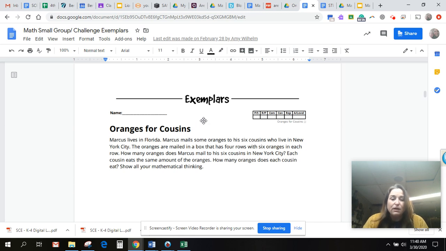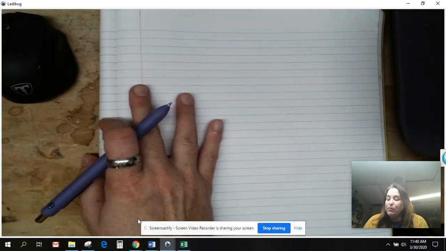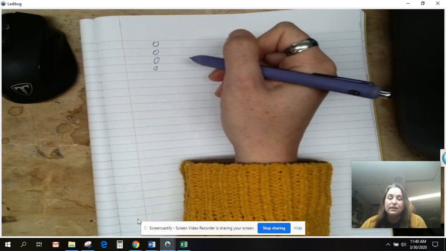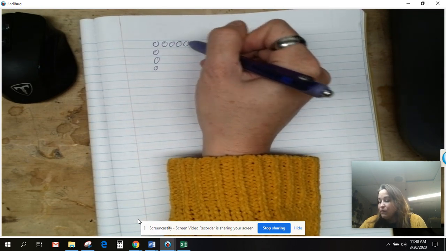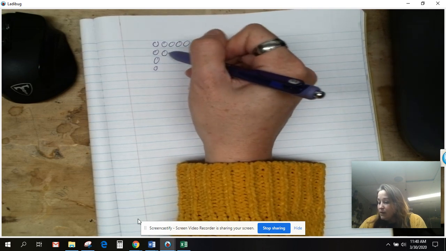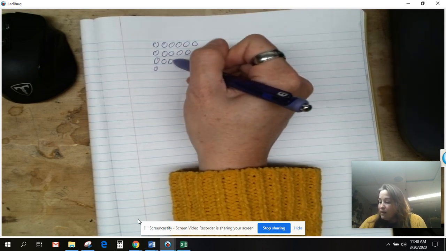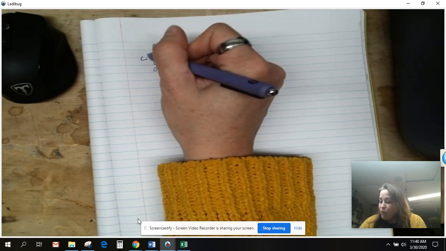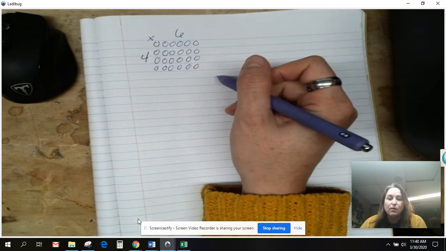So, thinking about our first part of our question, having to unpack this problem, I look down here: the oranges are mailed in a box that has 4 rows with 6 oranges in each row. How many oranges does Marcus mail to his 6 cousins in New York City? So, starting point, it said it had 4 rows. So 1, 2, 3, 4, and then 6 in each row. So 1, 2, 3, 4, 5, 6. And then I can go through. So thinking about this, we've got equal rows and columns. We know that this is an array. We have a 4 by 6 array.